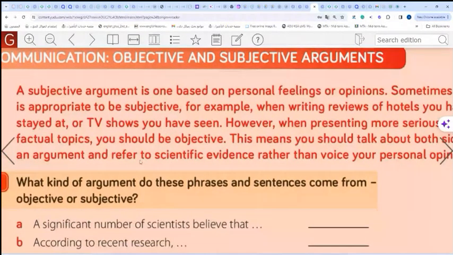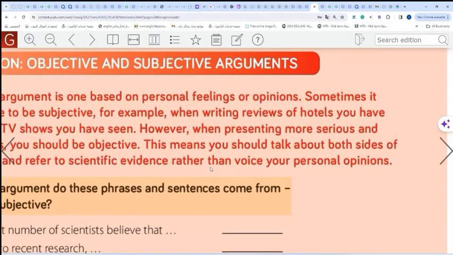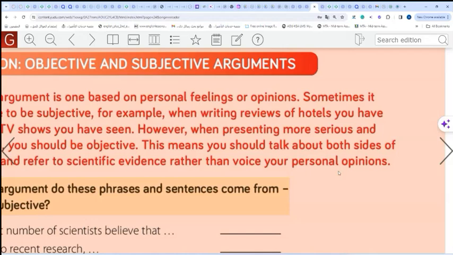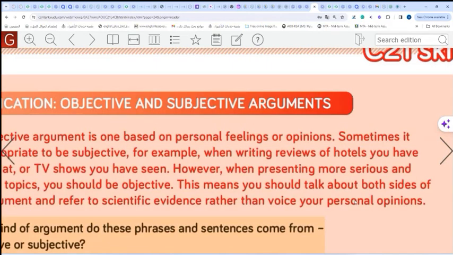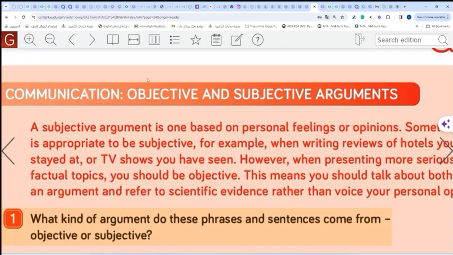And refer to scientific evidence. Scientific evidence. What do you mean by scientific evidence? دليل علمي. Again? دليل علمي. Yes, you are right, of course. So, and refer to scientific evidence rather than voice your personal opinions. If you voice your personal opinions, in this case, you are going to be subjective. Okay? But you should base your arguments on facts so as to be objective.